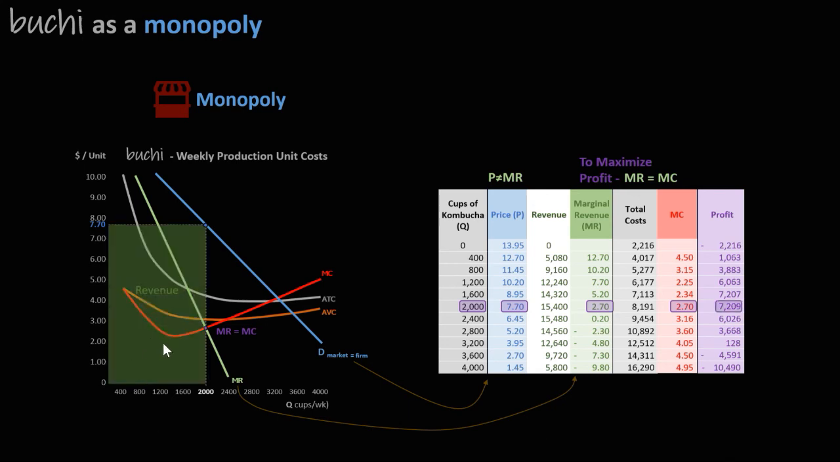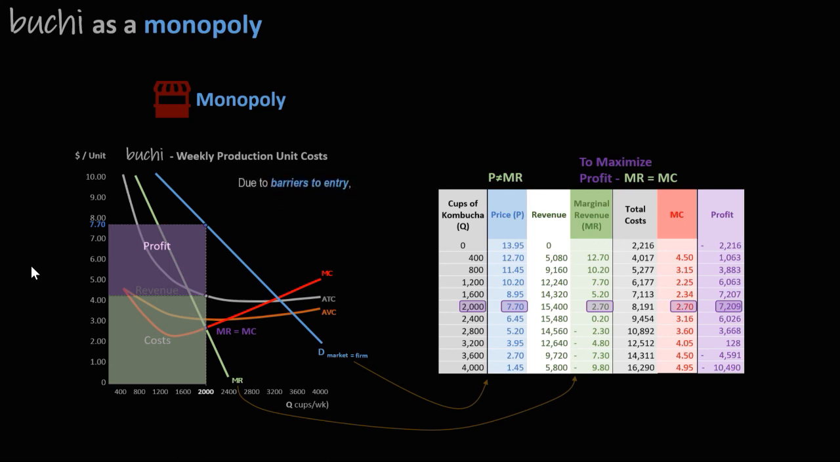Now we can show the profit on our graph. So if we take the price, which is $7.70, multiplied by 2,000, this green area represents revenue. Now we find the costs off of our average total cost curve. So if we're producing 2,000 units, the average total cost is this point here. We can draw our line over. So everything below that represents costs, and so the area above the costs represents profit.